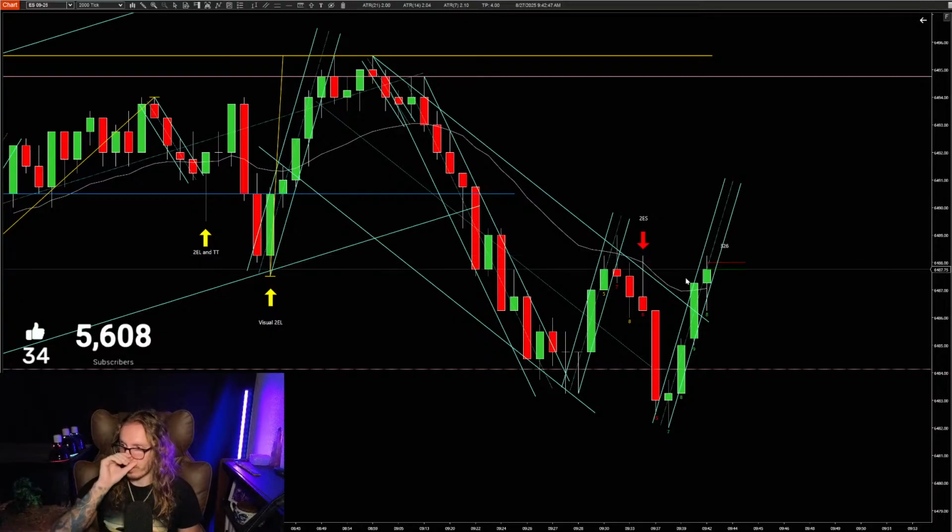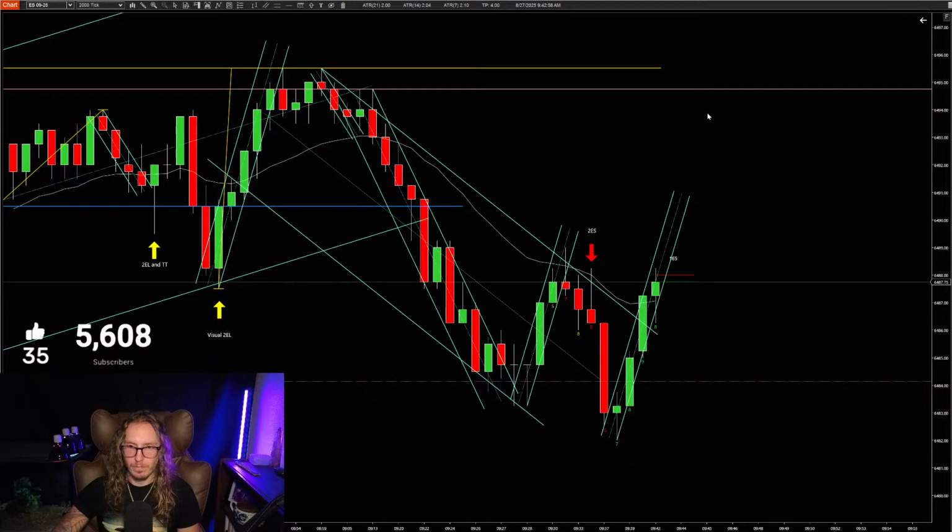So that was a nice little trade. I liked that one. If you're joining now, I just had a nice little trade there. Short, just a scalp. Now it's going higher.